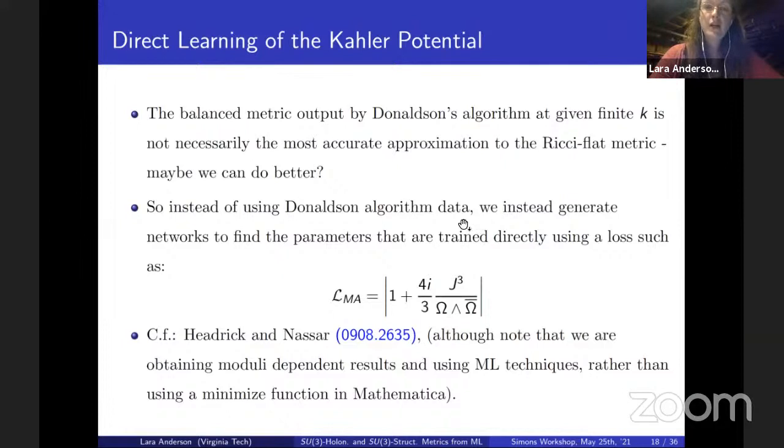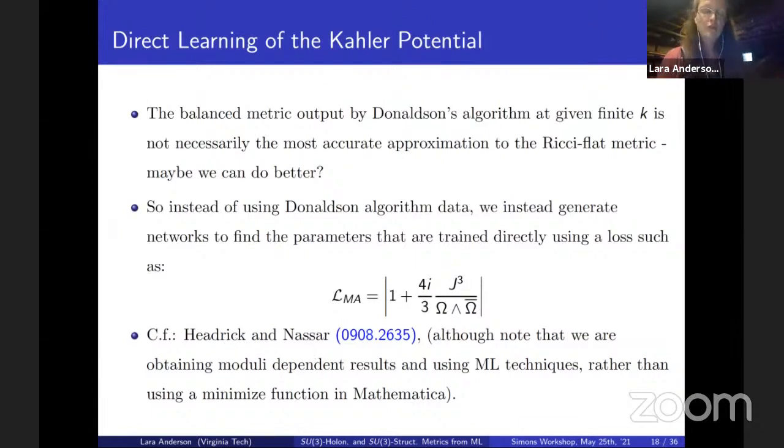So instead of using Donaldson's algorithmic data, we can instead generate networks to find parameters that are trained directly using a loss function, such as the Monge-Ampère loss. I should say that spiritually, this is very much an idea that appeared about a decade ago in the work of Headrick and Nassar. Their idea was to try to directly minimize the Ricci scalar itself, i.e. an energy minimization problem, using essentially the same loss function. In their case, rather than using the techniques of machine learning, they were using a simple minimization function in Mathematica. And they found that they could obtain quite accurate numeric approximations at very symmetric points.